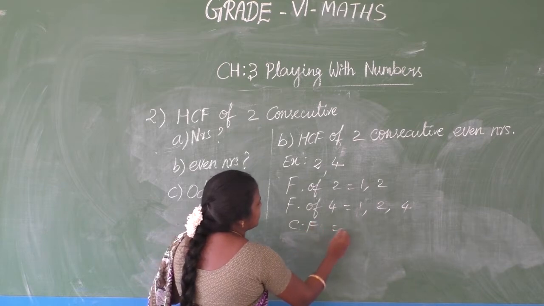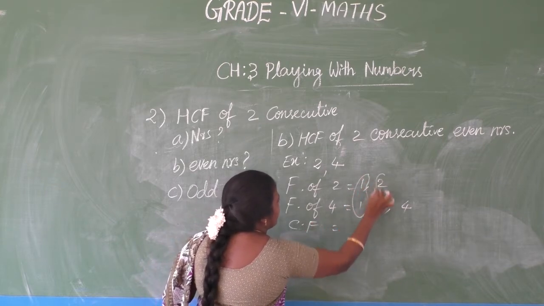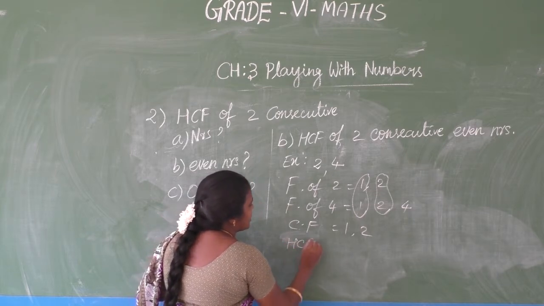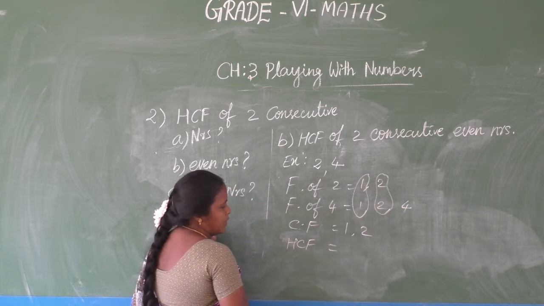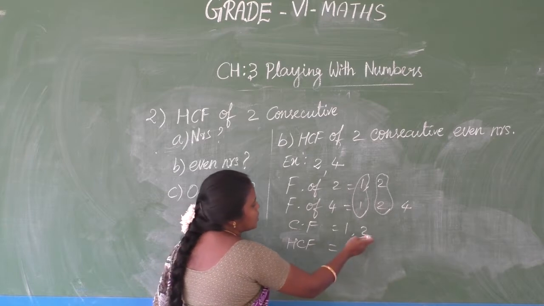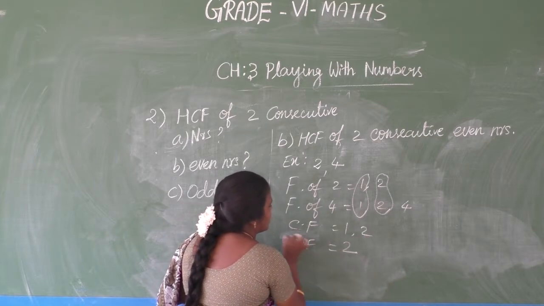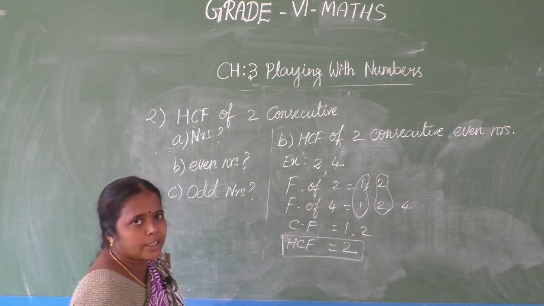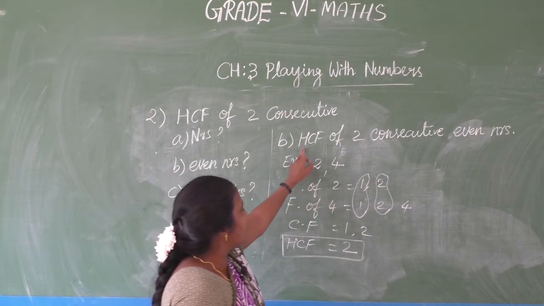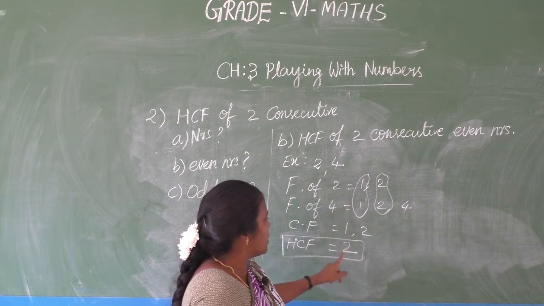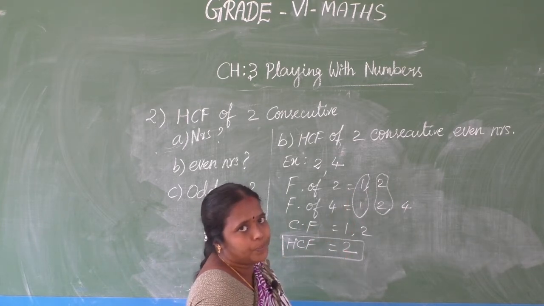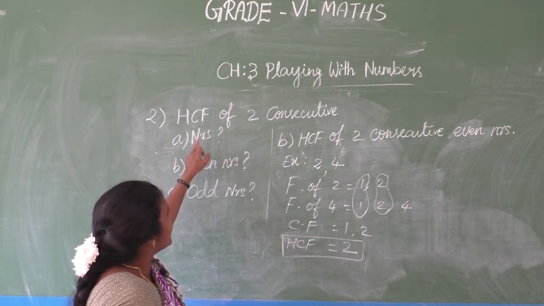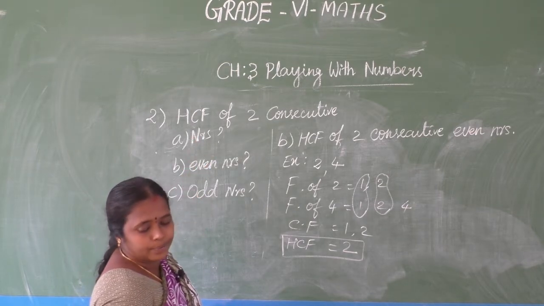Common factors 1 and 2. 1, 2. HCF means what we have to do? The highest one. Which is the highest one here? 2 only. So this is the HCF of consecutive 2 even numbers. Clear, children? So HCF of 2 consecutive even numbers is always 2. HCF of consecutive numbers means 1.